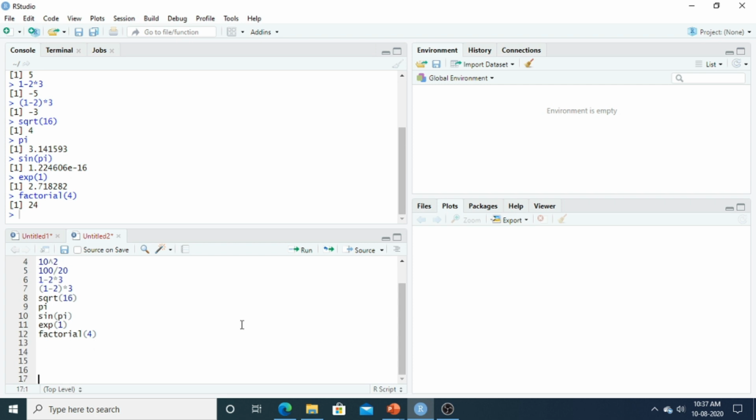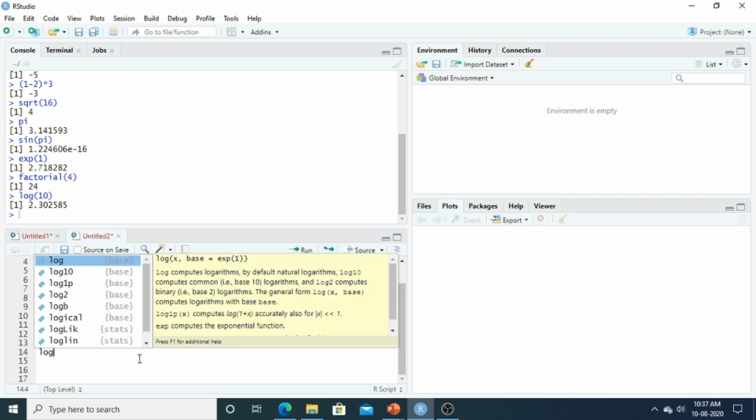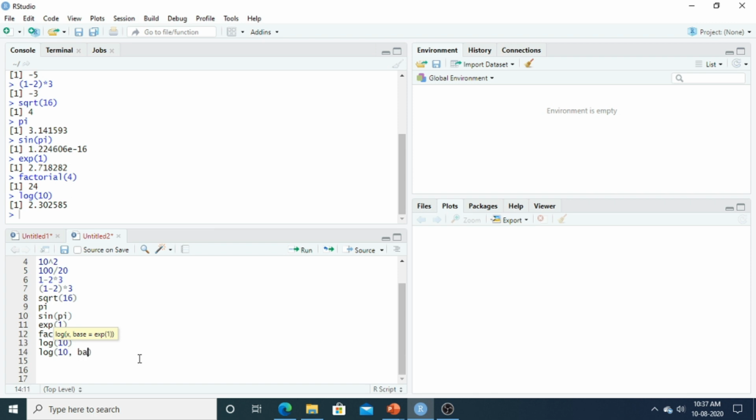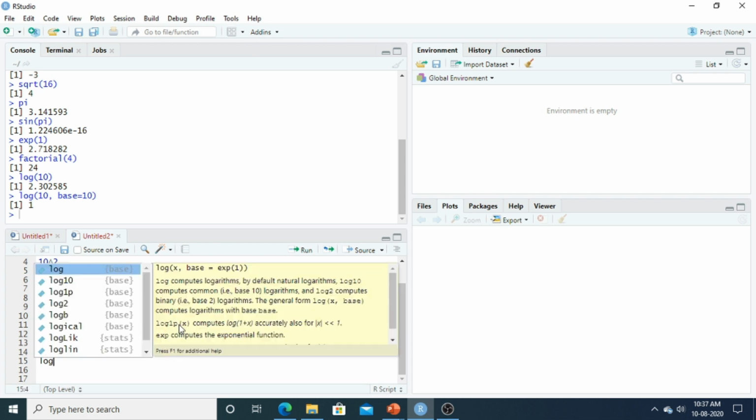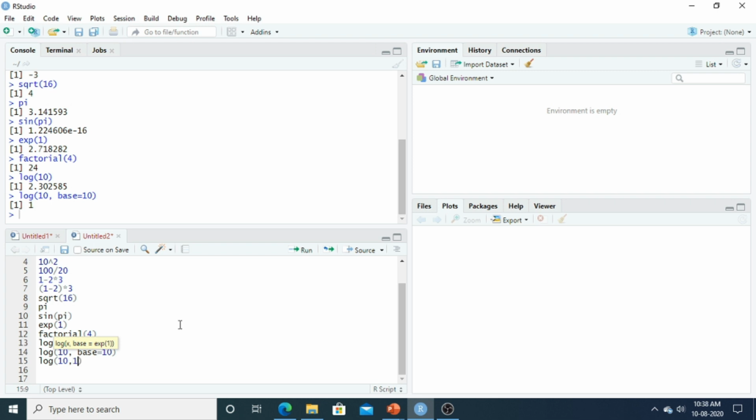Similarly, others, like if you want to get the value of log 10, you run it, this is 2.302585. Here the default base is e. Suppose you want log 10 and base is equal to 10, see the value is 1. Or you can simply write like this, log 10, it will understand that you are giving base 10. The same command can be written in another way also. This is equal to 1.